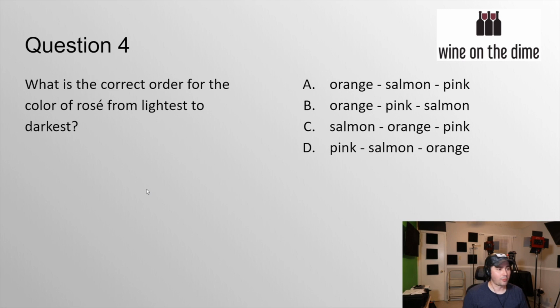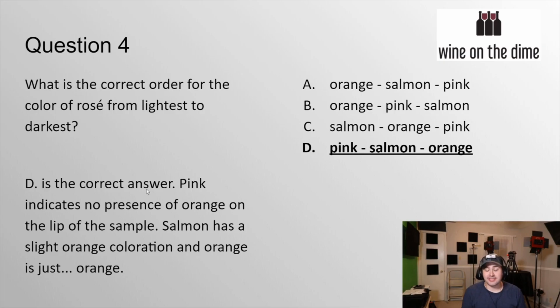All right, question number 4. What is the correct order for the color of rosé from lightest to darkest? Is it A, orange, salmon, pink, B, orange, pink, salmon, C, salmon, orange, pink, D, pink, salmon, orange? Pause if you need more time.